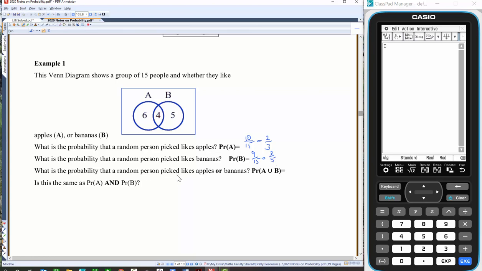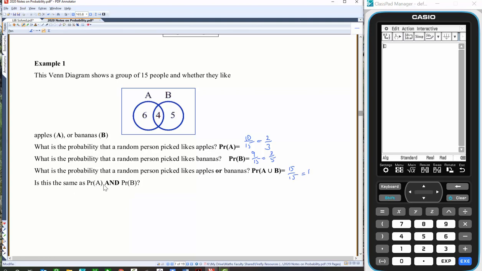What's the probability that a person picked likes apples or bananas? Okay, so probability of A union B. Well, that's going to be the same thing as 6 plus 4 plus 5, 15. It's going to be 15 out of 15 or 1. It's guaranteed that they like apples or bananas.